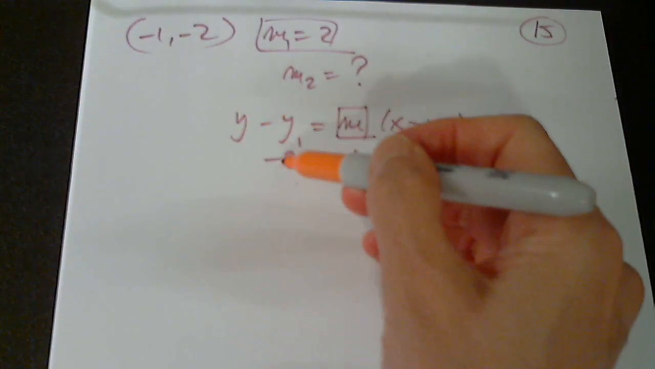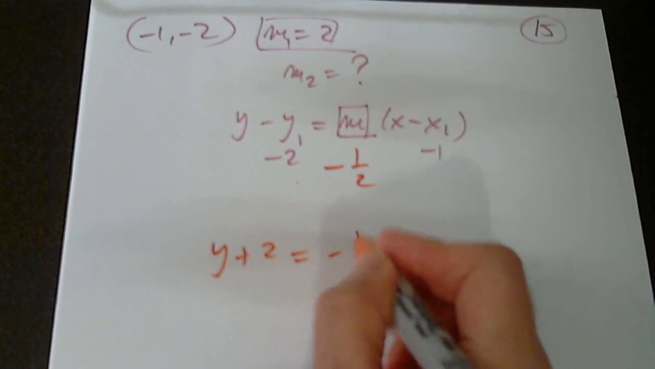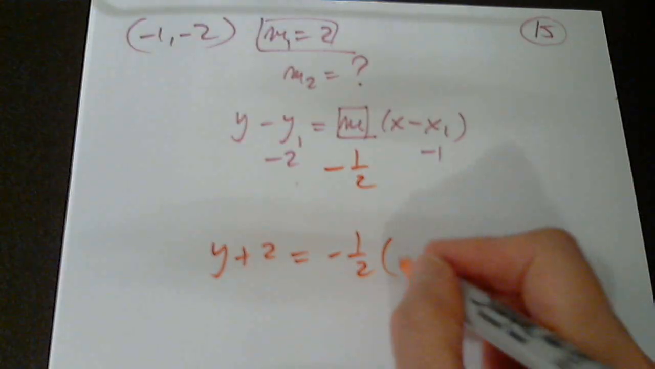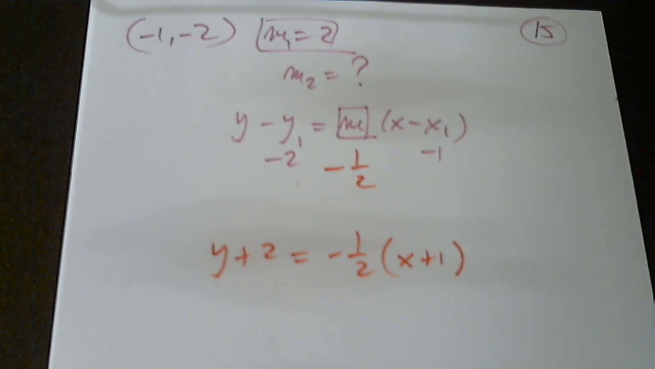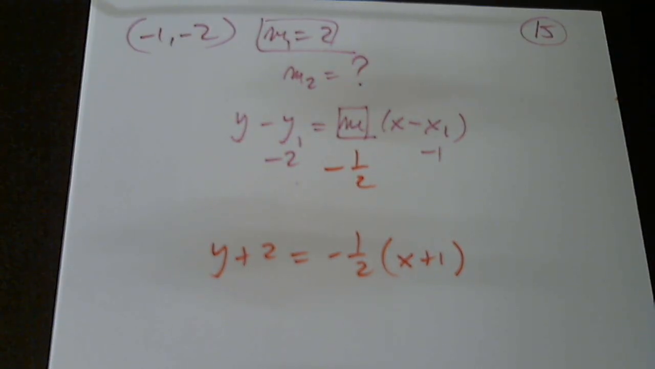So y minus minus is y plus 2 equals -1/2 times (x minus minus), x plus 1. This is what they want first. They don't want us to solve for y first. They want the point slope form. Okay, so then we write y plus 2 equals -1/2 times (x plus 1).